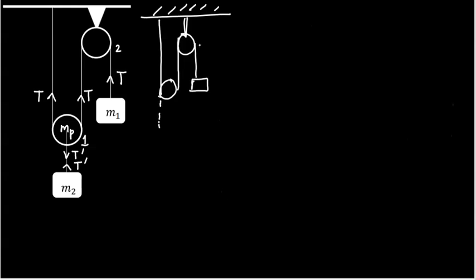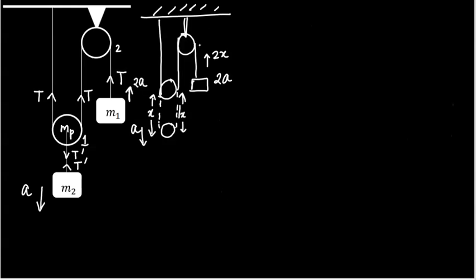Now if I assume this pulley goes down by a certain distance x, the length of string that will go downwards is 2x, right? This one will go by x, this one will go by x. So this string will go up by 2x distance. So if the acceleration of the pulley is a downwards, then the acceleration of this block will be 2a upwards. So let's assume the acceleration of mass m2 is a downwards, because it has the same acceleration as the pulley, and mass m1 will have acceleration 2a upwards.